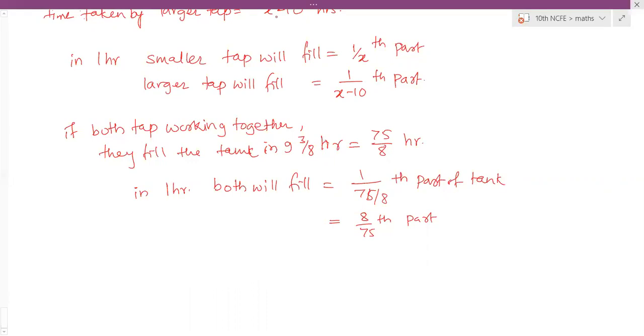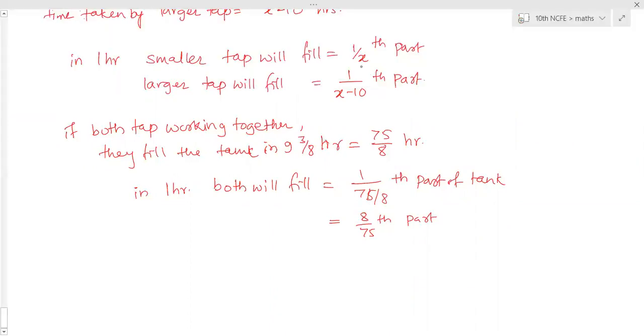In the first part, in 1 hour, what is the capacity of the smaller tap? How much part of the tank will it fill? 1 by X part. The larger tap will fill 1 by X minus 10th part. Both of them working together completely fill the tank in 75 by 8 hours. So in 1 hour they fill 1 by 75 by 8, that is 8 by 75th part of the tank.